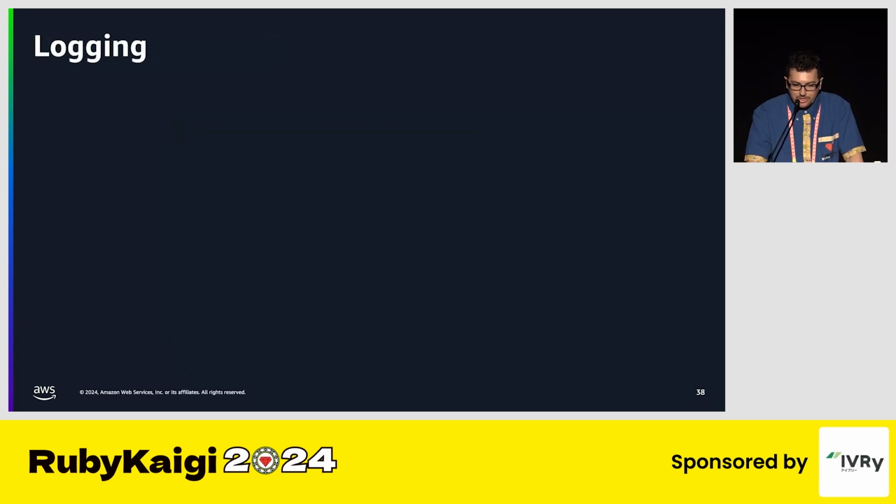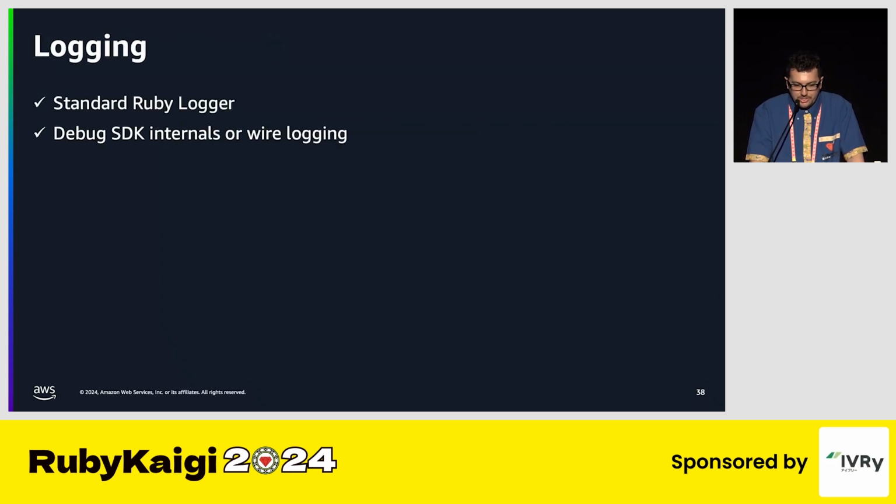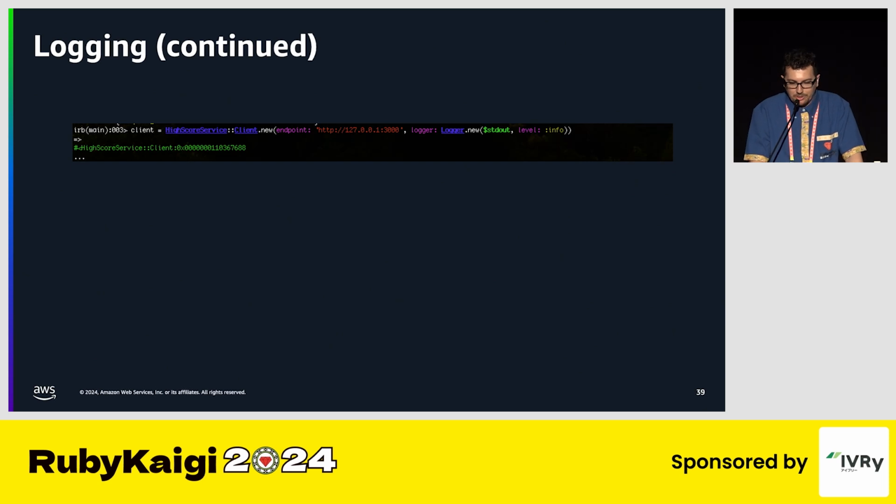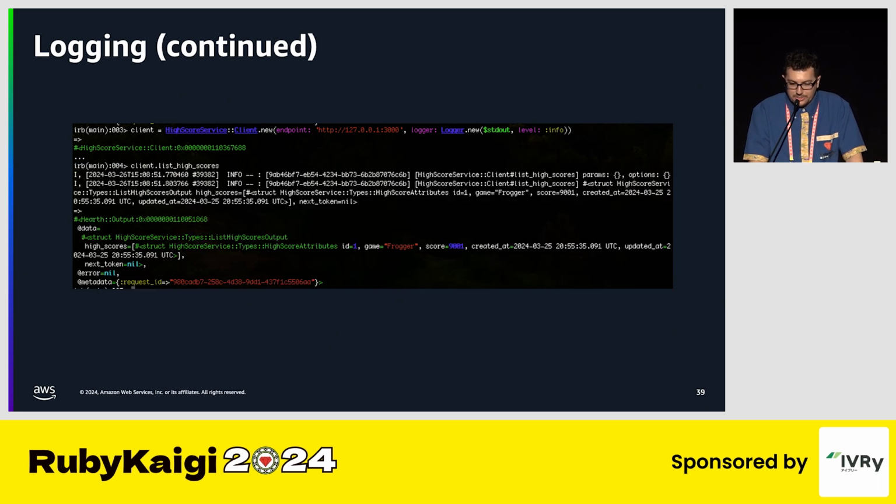The SDK supports logging using a standard Ruby logger. The Ruby logger is helpful for request information, debugging SDK internals, or enabling wire logging. In this example, we configure our client with a logger to standard out and the log level of info. We call list scores, and we can see some info-related logs with params, options, and the struct that was parsed. The debug level logs are more comprehensive.